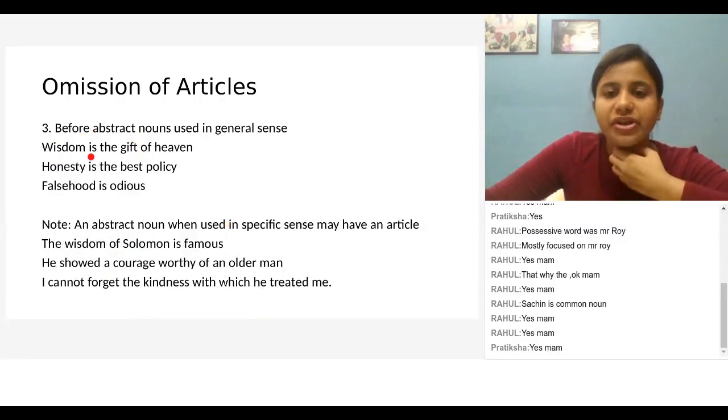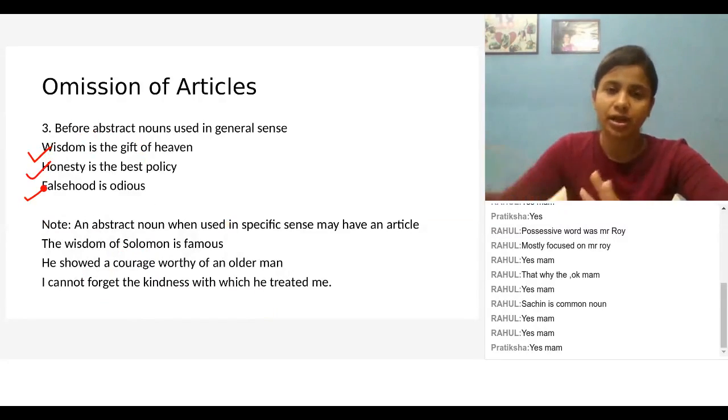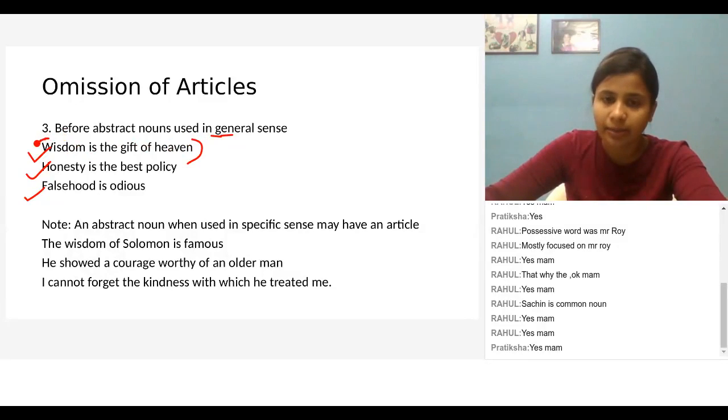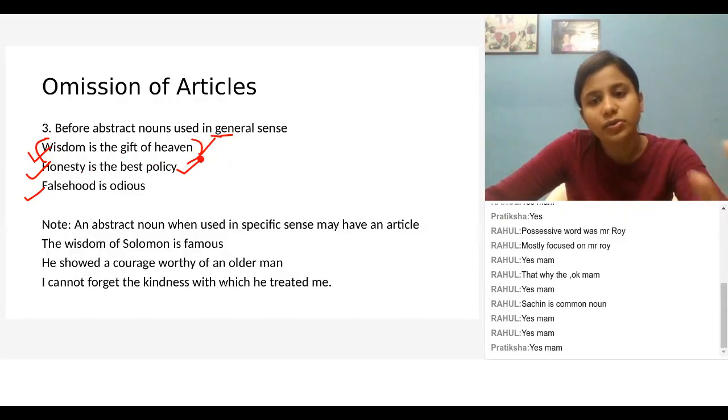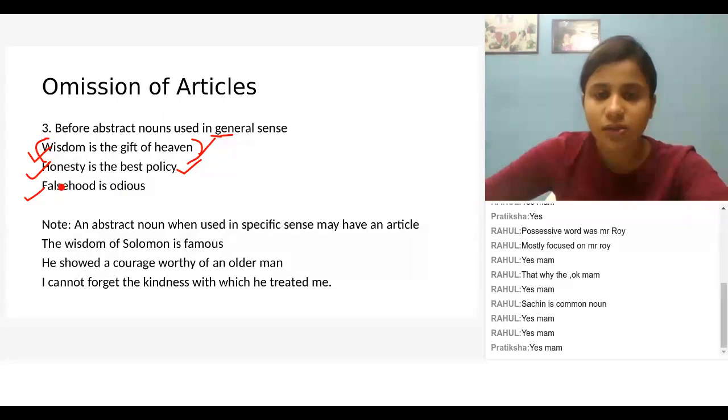For abstract nouns used in general sense, what does it mean? If I'm talking about abstract nouns, wisdom, honesty, falsehood, these are all abstract nouns, and you're not referring to them as something specific, but as general truths. Wisdom is the gift of heaven. You are not referring this to any man or any person in particular. These are all general sentences. This is always going to be true. Honesty is the best policy. Again, this is a true statement, something that is not applied to a particular person or thing and which doesn't change. Falsehood is odious. Again, this is a general statement.